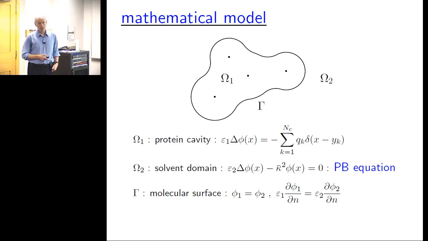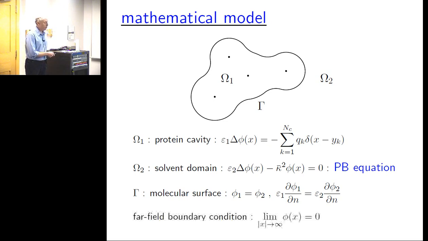On the solvent model, or the surface model, have you got different surface definitions as well? Well, we're using the molecular surface, and if you prefer to use a different surface, I'm sure the method can handle it. I'll explain more about the molecular surface coming up real soon. And there's a far-field boundary condition, so the potential should vanish at spatial infinity. So this is the mathematical description.